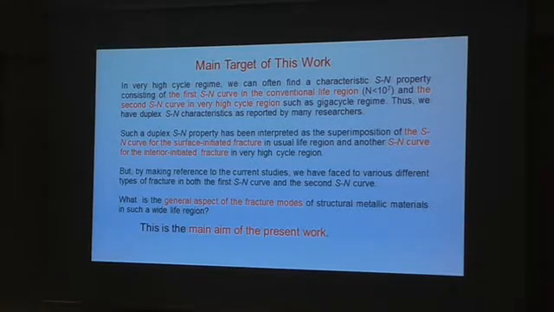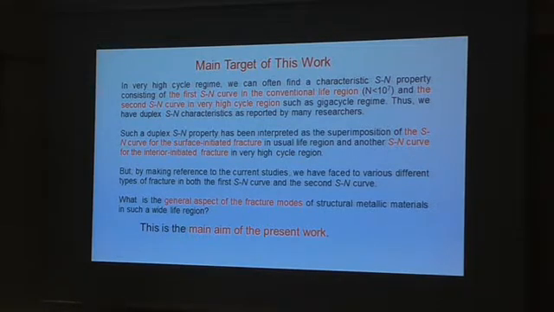Such a duplex SN property has been interpreted as the superimposition of the SN curve for the surface-initiated fracture in the usual life region, and another SN curve for the interior-initiated fracture in the very high cycle region, right?